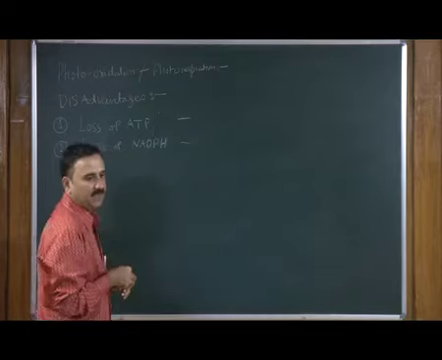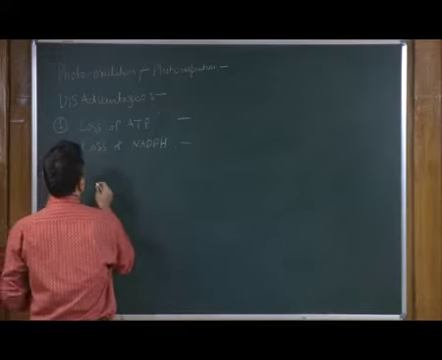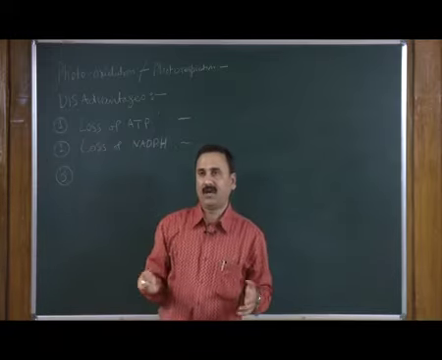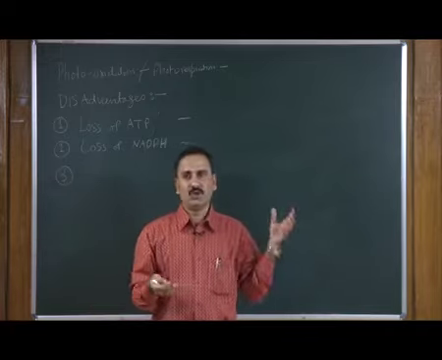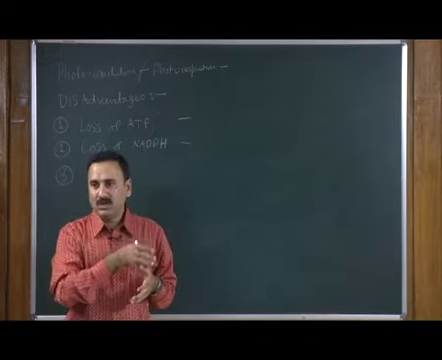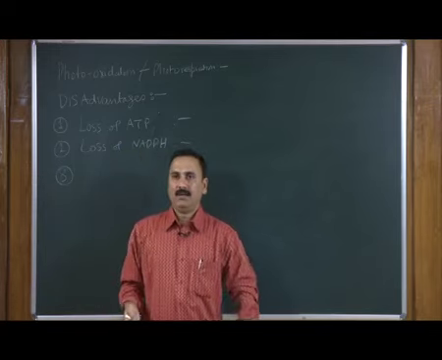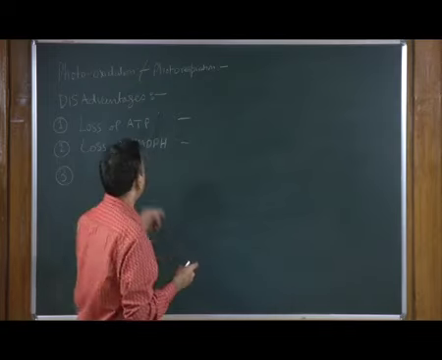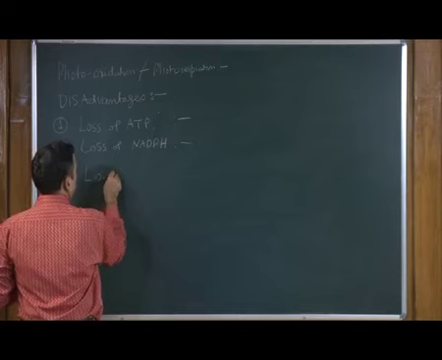The number 3 disadvantage is the loss of food, the loss of the sugar which is being produced, and the channelization of light energy into a wasteful process. The yield of the plant is reduced, so because of photorespiration there is a low yield in the plant.